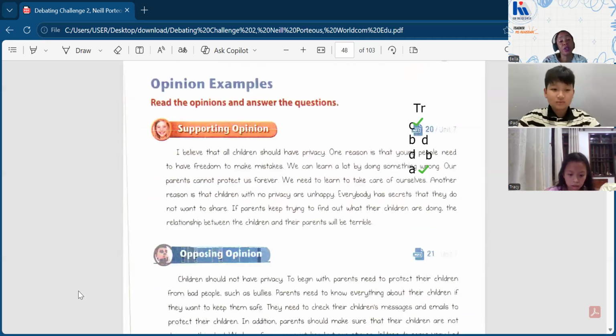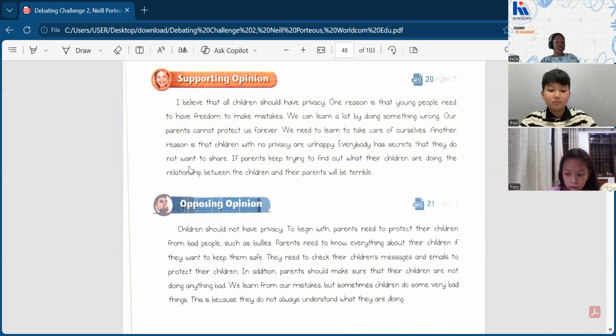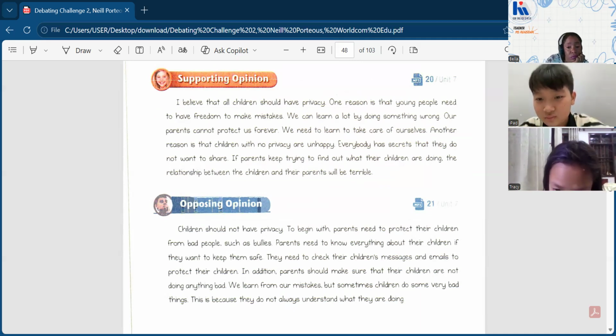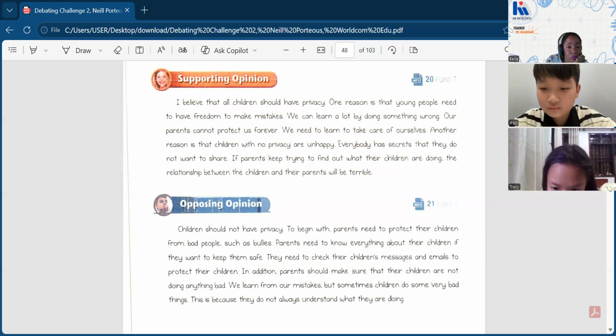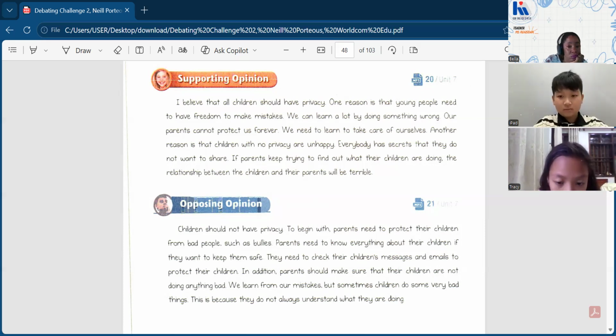Now it's time for the opinion examples. Tracy, please read the supporting opinion and explain what you understand from the opinion. I believe that all children should have privacy. One reason is that young people need to have freedom to make mistakes. We can learn a lot by doing something wrong. Our parents cannot protect us forever. We need to learn to take care of ourselves.